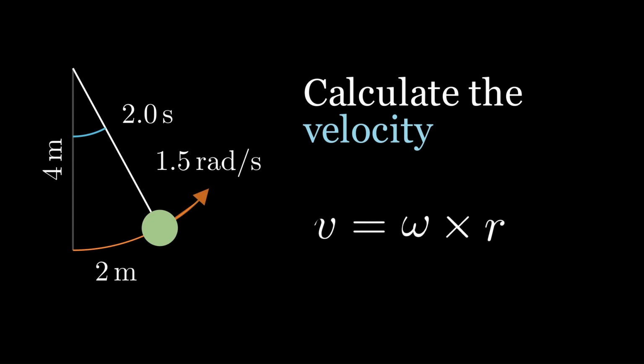Rewriting the formula to find the velocity, we see that the velocity is equal to the angular velocity multiplied by the radius. Substituting in the values, we get 1.5 radians per second multiplied by 4 meters, giving us a velocity of 6 meters per second.